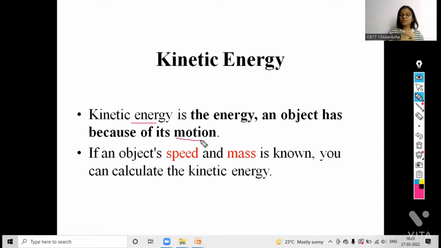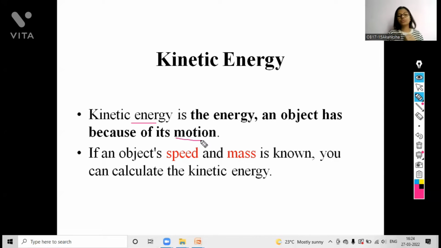Some of you may enjoy going to the gym, doing workouts. Then you are also doing some motion, so you have kinetic energy. This was all about the definition of kinetic energy, and the key word in this definition is motion. It is a major requirement for an object to have kinetic energy that it should be in motion.